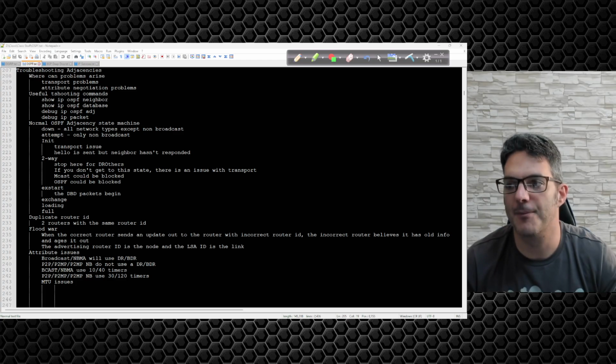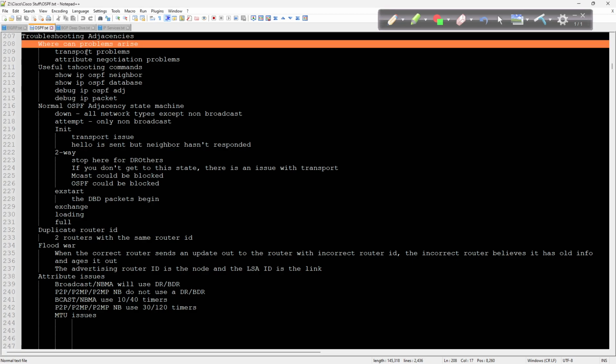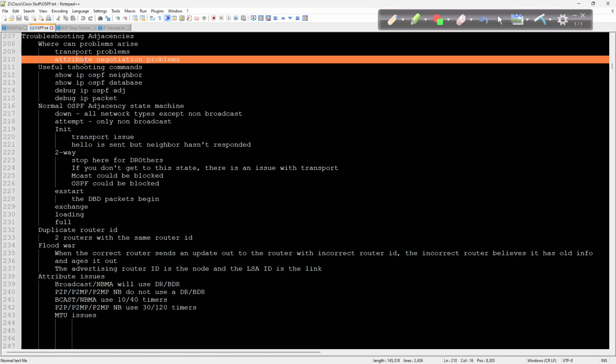You identify problems quicker. So we're going to take a look at troubleshooting adjacencies and some high-level details as to what you could do to help identify what they are. So where can problems arise? Well, transport problems, connectivity in between two devices, and attribute negotiation problems. Do you have, for example, one side with the network type of point to point and the other one set as broadcast, or do you have an MTU issue, or do you have an authentication type mismatch? Type 1 clear text versus type 2 hash password.